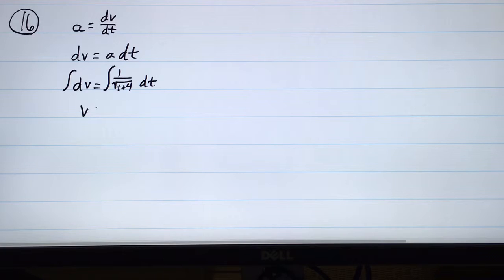So the antiderivative of dv, of course, is v itself. Antiderivative of the reciprocal of the square root of t plus 4 is going to end up at 2 times the square root of t plus 4, and we have plus c1, with the initial velocity equal to -1.